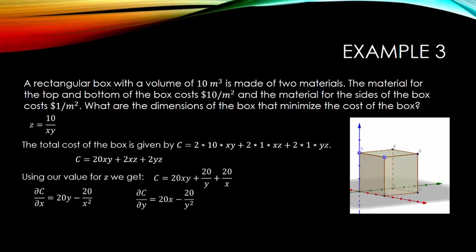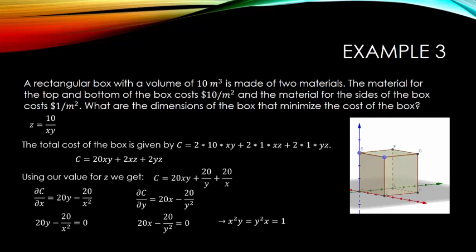And the partial of C with respect to y gives me 20x minus 20 over y squared. Setting those equal to 0 gives me 20y minus 20 over x squared is equal to 0, and 20x minus 20 over y squared is equal to 0. This implies that x squared times y has to equal y squared times x, and both of them have to equal 1. The only values that work here are for x and y to both be equal to 1.